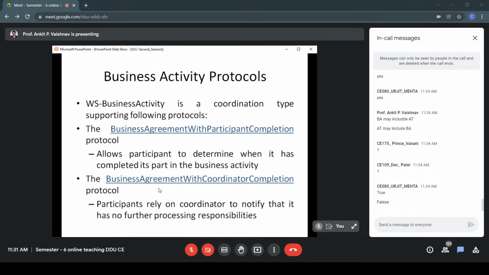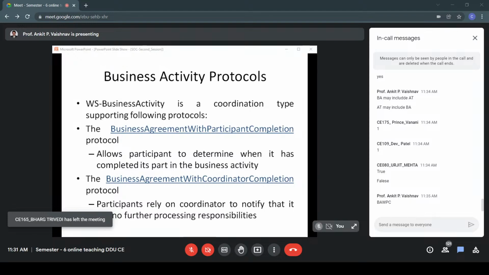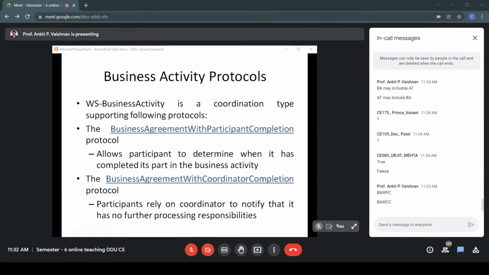Now, let us look at the protocols. We have two protocols in the concept of business activity. The first is, let me give you the short form so that you can easily remember, BAWPC, right? And the second is BAWCC. Business agreement with participant completion and business agreement with coordinator completion. What is the difference? Let us understand this.